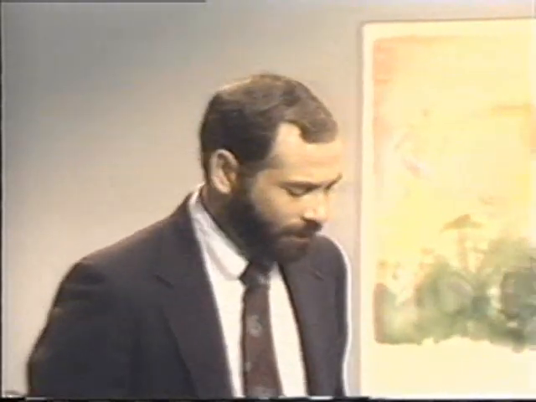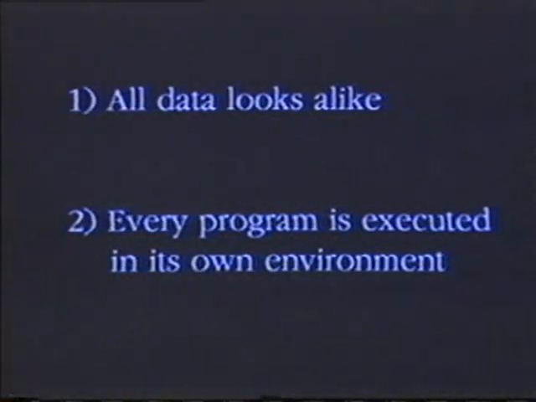The idea behind portability is that the Unix system cannot know anything about the underlying hardware that it runs on. The reason for this is because the more tightly Unix is connected to hardware, the more difficult it is to move the system somewhere else. As a result, the Unix system is built upon two abstract ideas that have nothing to do with underlying hardware. In fact, they attempt to separate the Unix system from the underlying hardware. The first one is that all data looks alike. The second one is that every program is executed within its own environment.